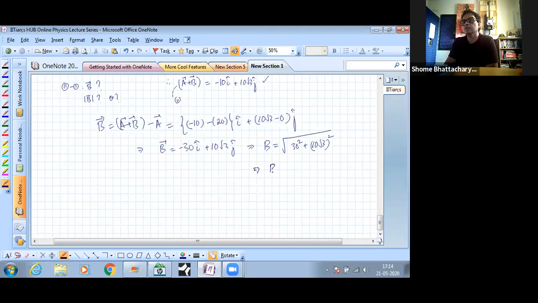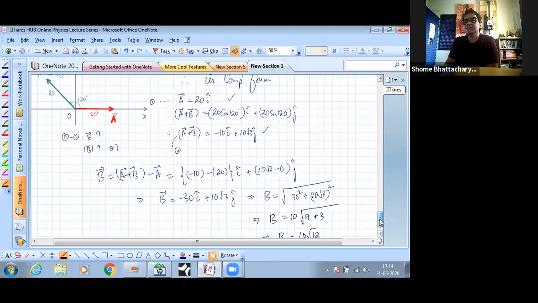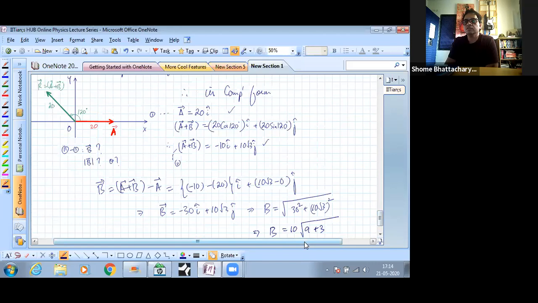So you can take here 10 common and you have 9 plus 3. 20. So that's done. And as far as the angle is concerned, again use component concept. Okay, so you get the angle.